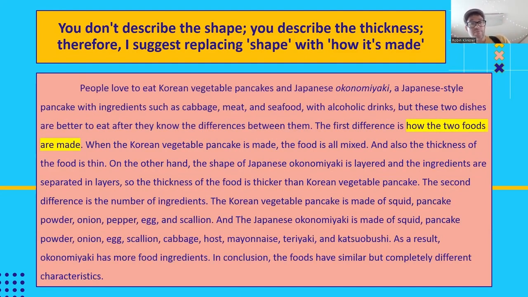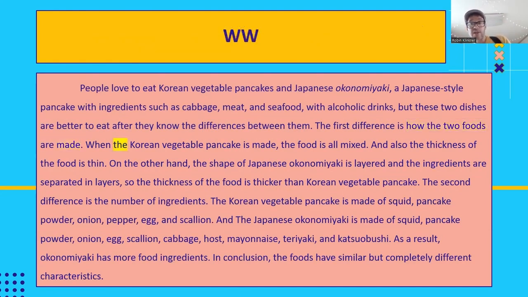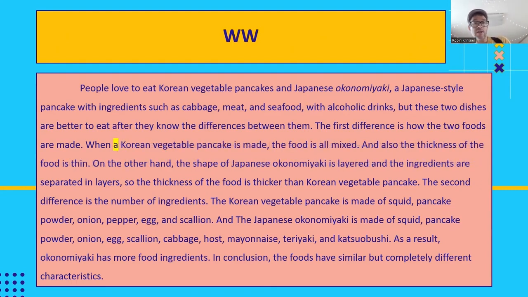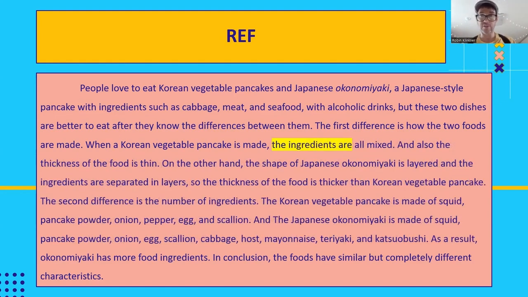All right. When the is the definite article, so it sounds like it's talking about a specific one, a specific pancake. We want the indefinite article. When a Korean vegetable pancake is made, the food is all mixed, okay? What food? The food, it's not clear. Clearly, but if we were to clarify or to ask the writer, it's most likely the ingredients. The ingredients are all mixed.